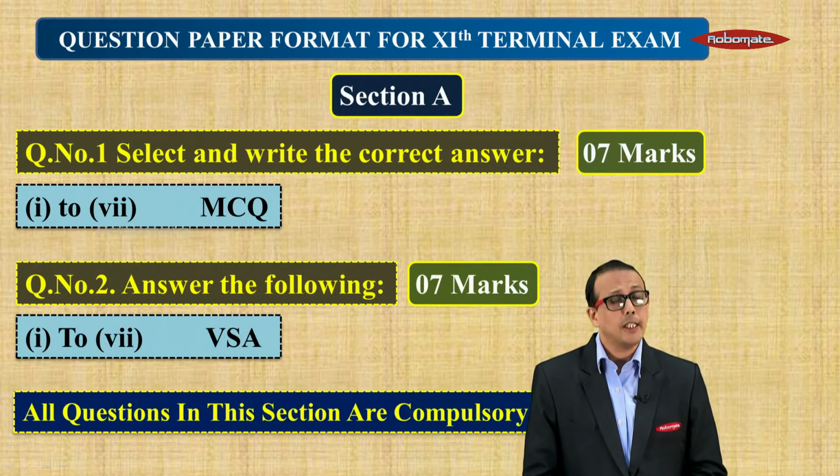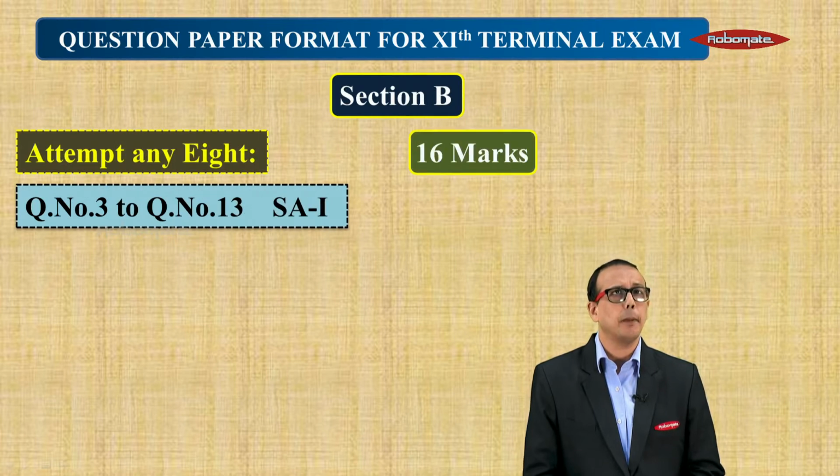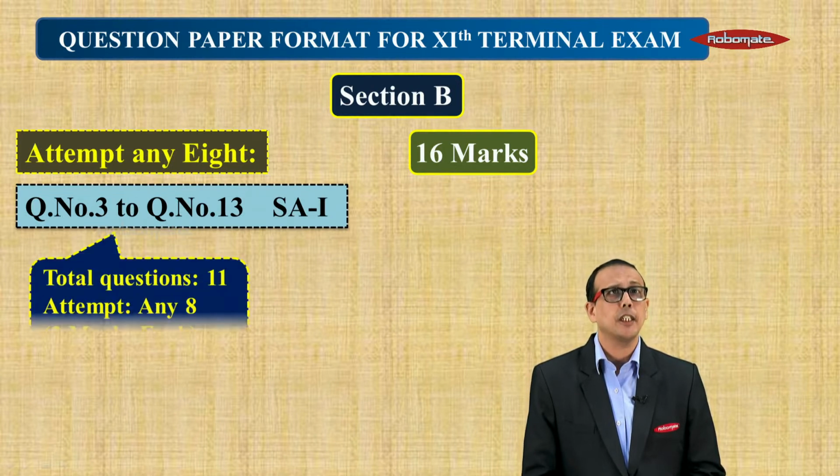Remember students, in this section all questions are compulsory. So you have to attempt all the questions, there is no internal choice provided anywhere. Well, moving ahead, the next section is section B. As you can see, you have to attempt any 8 here. The weightage is 16 marks.